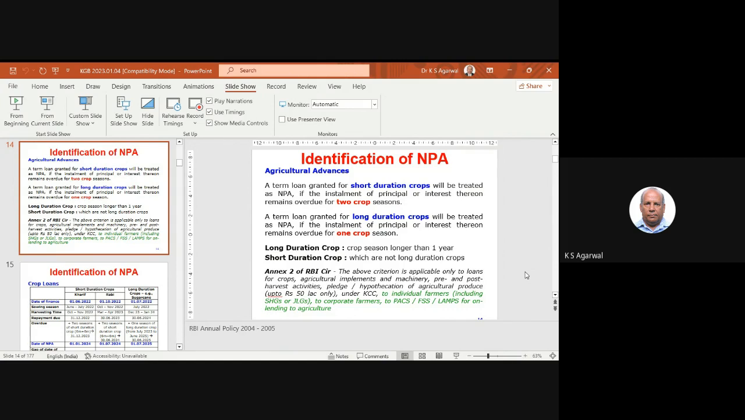But an agricultural advance may be for dairy purpose. Some buffalo advance, some cow advance. It may be for poultry purpose, fisheries purpose. In such advances, recovery is not dependent upon realization from crops. For such advances, my usual 90 days delinquency norms will be applicable. Wherever the recovery is linked with the realization from crop, only those advances will be governed by this criterion.